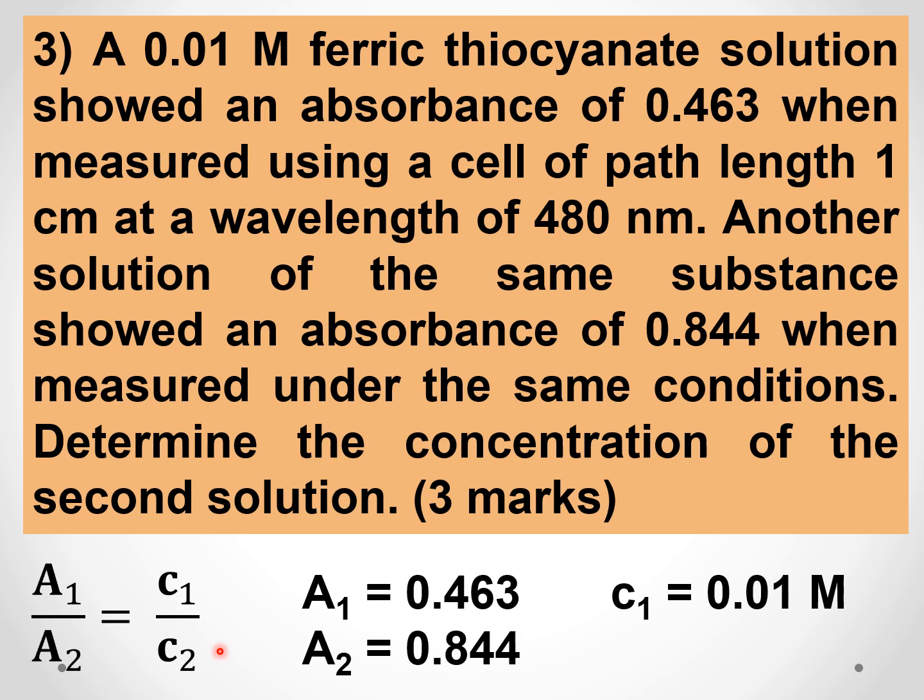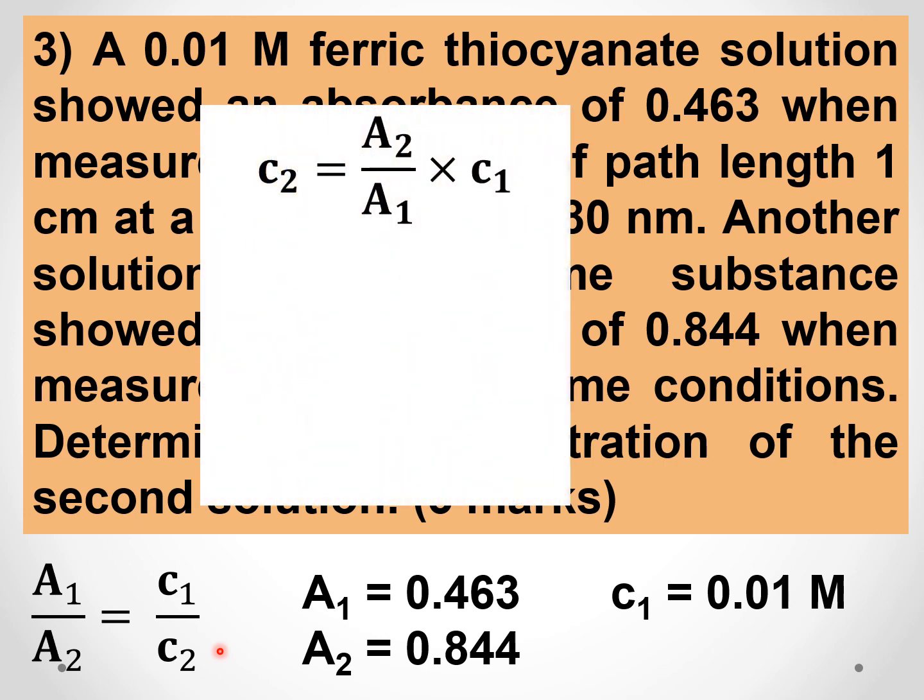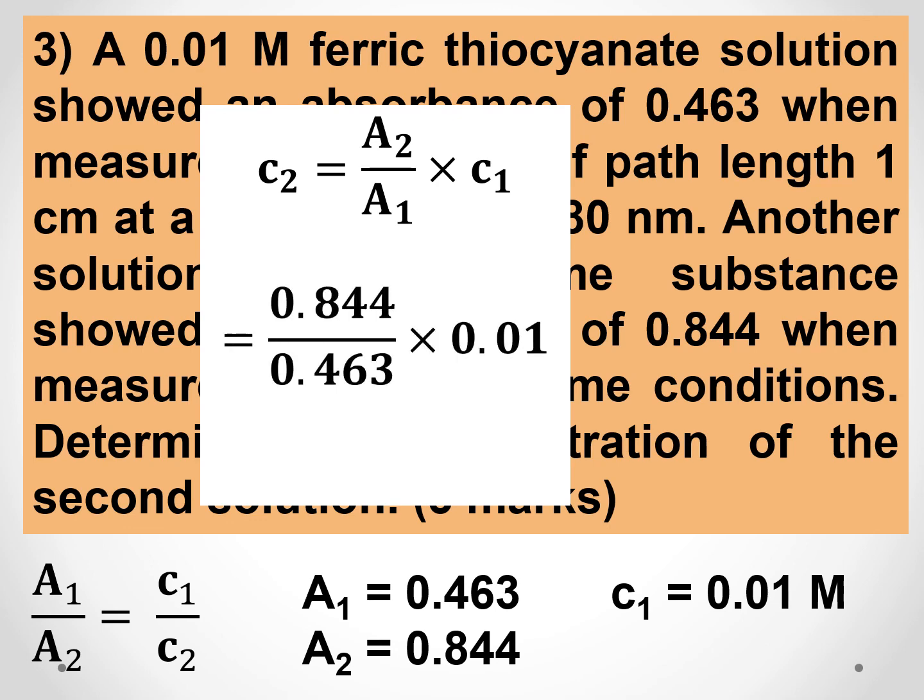So how will you find out C2? Rearrange that equation. You get C2 is equal to A2 by A1 into C1. Substitute for A2, A1 and C1 and calculate. This is the result that you will be getting: 0.0182 molar. So this is a direct substitution and rearrangement. A1 by A2 is equal to C1 by C2, directly you are substituting that.